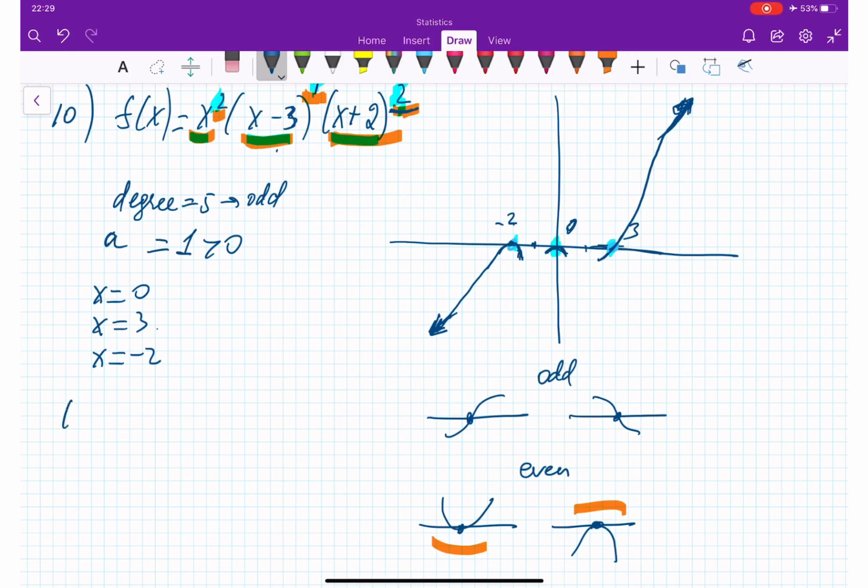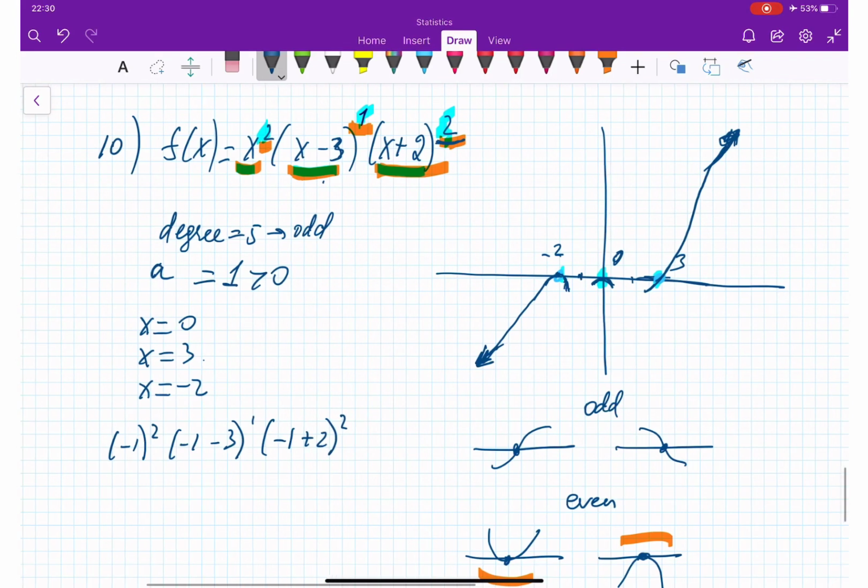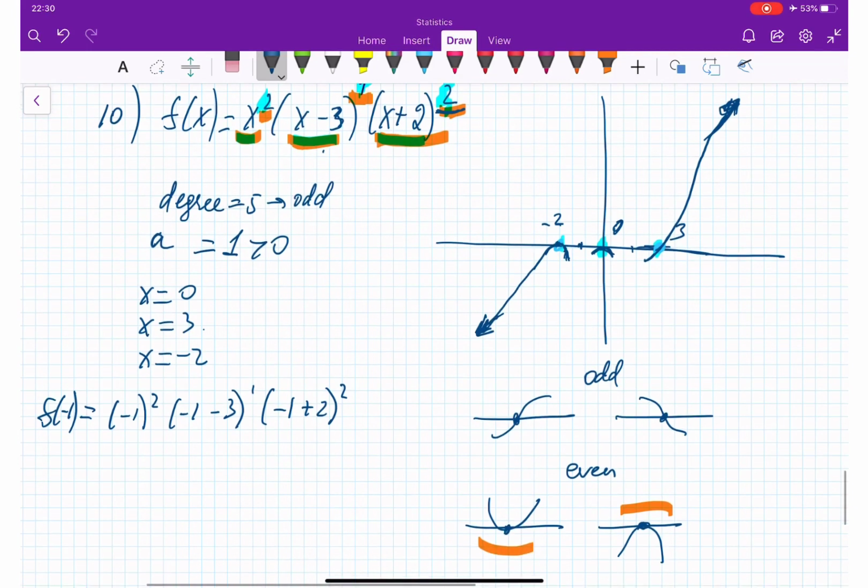So it will be -1 squared, -1 minus 3 to power 1, and -1 plus 2 to power 2. This is our f of -1. We put the value of -1. Okay, so f of -1 is going to be equal: -1 squared is 1, -1 minus 3 is going to be -4, and -1 plus 2 is going to be +1, and squared will be still 1, which is going to be equal -4.